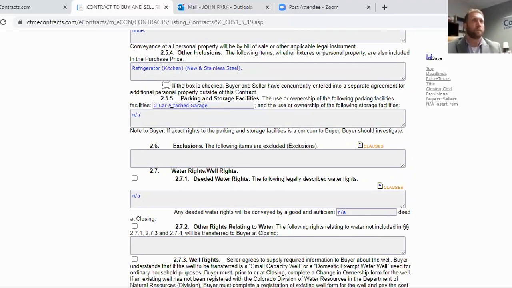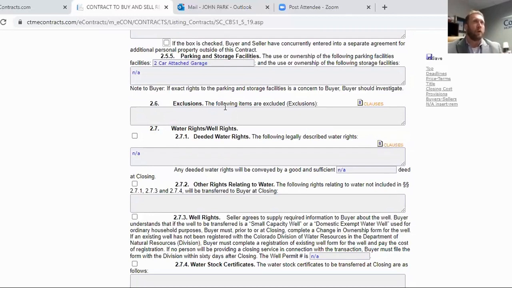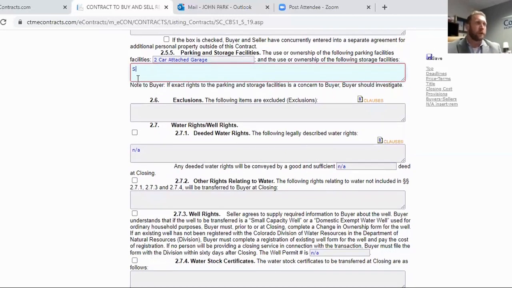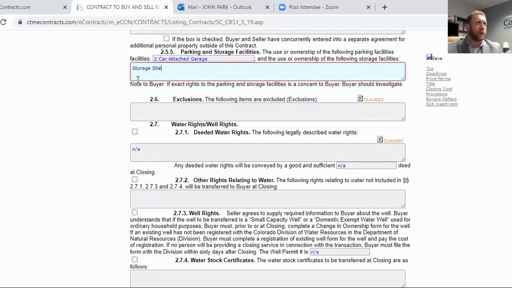How about here, 2.5.5, parking and storage facilities. You know, really the only thing here that I have, outside of the obvious, the 2-car garage or anything like that, is outbuildings. Yeah, storage shed. If there's a Tuff Shed in the back, this is where you want to put that in there. They are easily removable with a crane. So if your client sees 3 large sheds in the back, you want to make sure that you've included those 3 large sheds in the back in section 2.5.5.